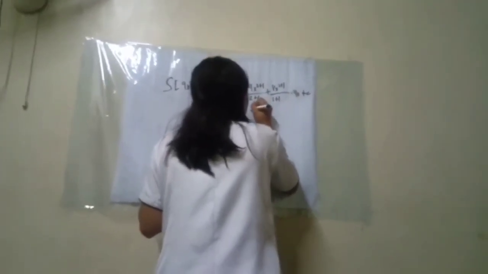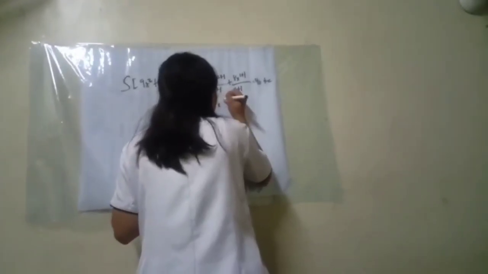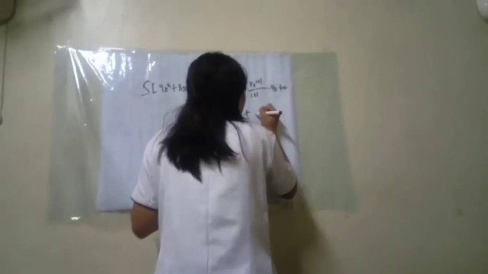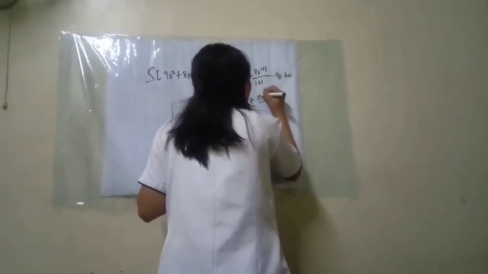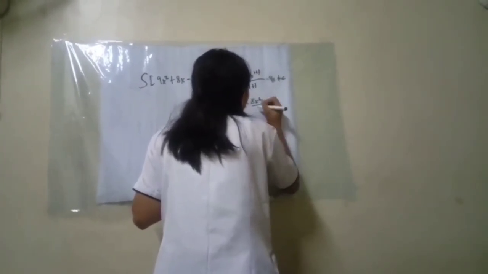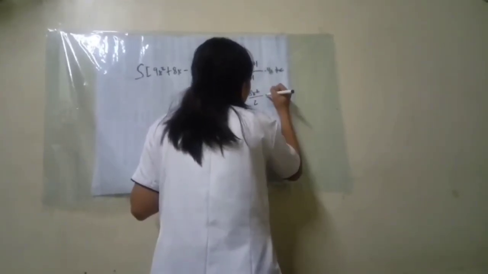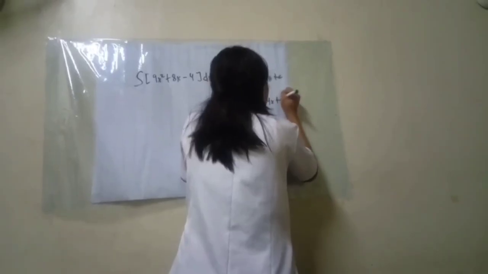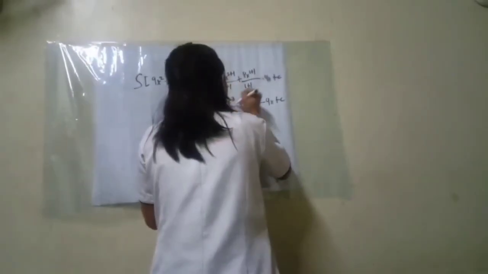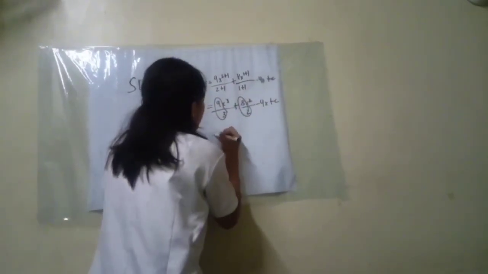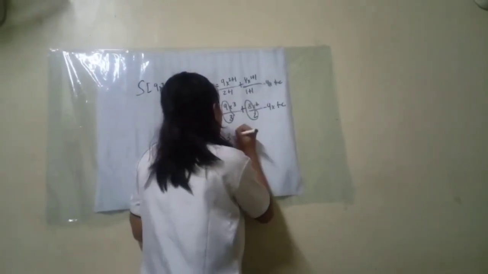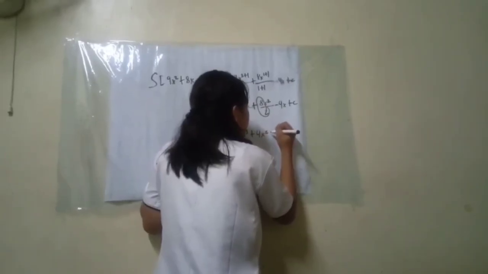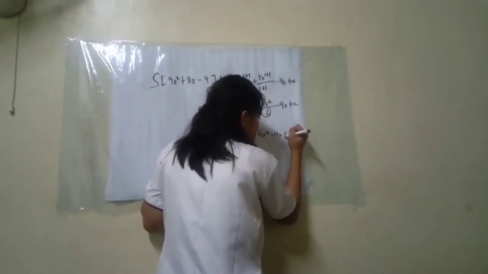So it will be 9x squared, 2 plus 1 will be 3, plus 8x, 1 plus 1 will be 2, minus 4x plus c. Then we're just going to divide by 3 and 2, then it will be 3x cubed plus 4x squared minus 4x plus c.